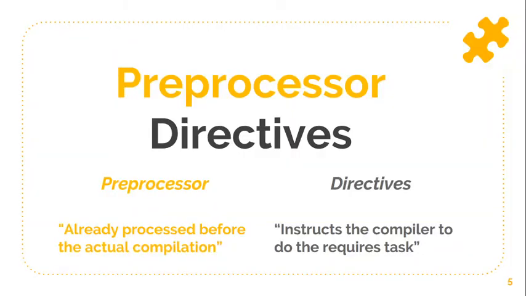First understand the concept or the definition of preprocessor directives. Let's break these into two things: preprocessor and directives. Preprocessor means it has already been processed before the actual compilation. Directive means it instructs the compiler to do the required task.